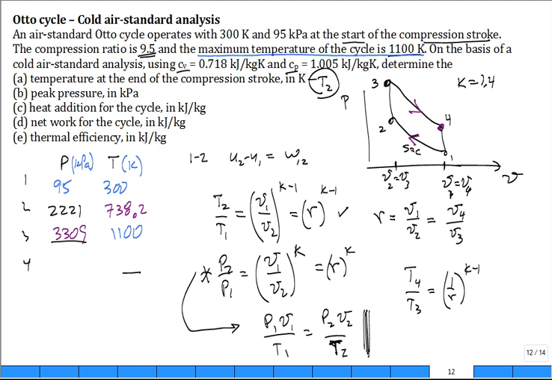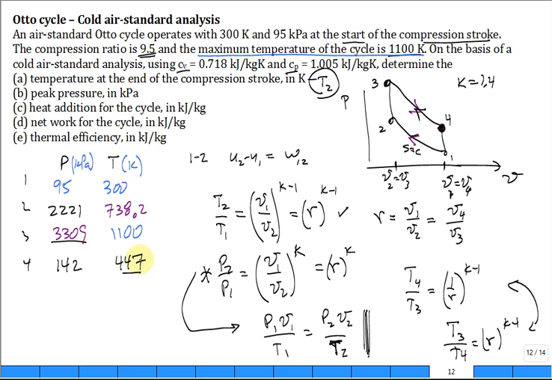Or you could think of it this way. What happens if I started at 4 and I compressed? Would I get T3? Sure. And so you could write T3 divided by T4 is equal to R to the K minus 1. Isn't that the same equation? Sure, but a slightly different thought process to get me there. You have to struggle through, make sure it makes sense to you, right? So you can calculate the pressure and the temperature for all of those states.